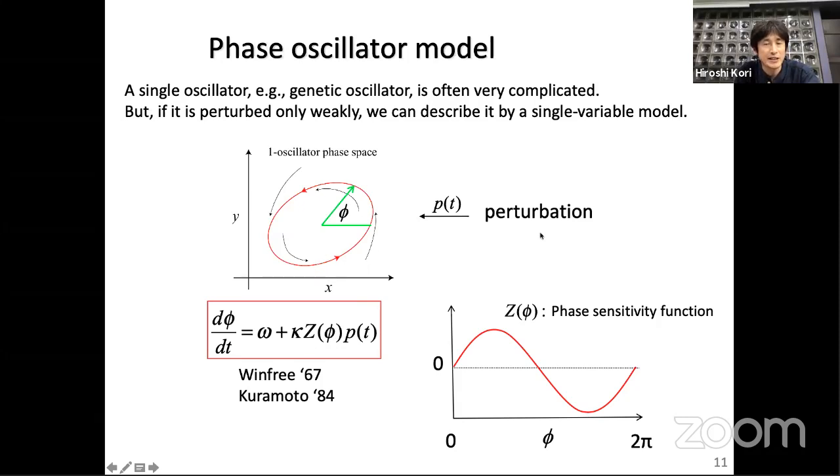So this is a limit cycle oscillator, and suppose that the perturbation is given as a time-varying function p(t). The phase oscillator model reads this equation. The velocity of the phase has some natural frequency omega plus the coupling strength epsilon times Z times p(t), the signal perturbation. Here a very important function Z comes in, called the phase sensitivity function. This is a 2-pi periodic function describing at which phase the phase increases or decreases with, for example, a positive signal. So the response is phase dependent in general, and this is coded in this function Z, the phase response curve, or phase sensitivity function.